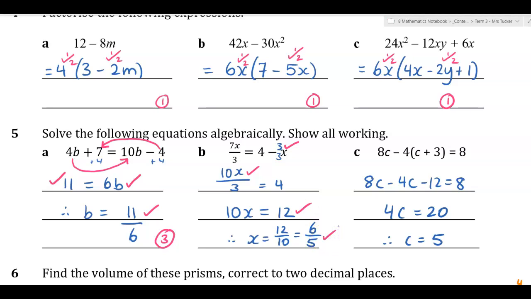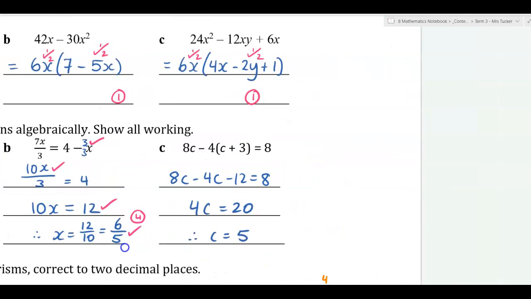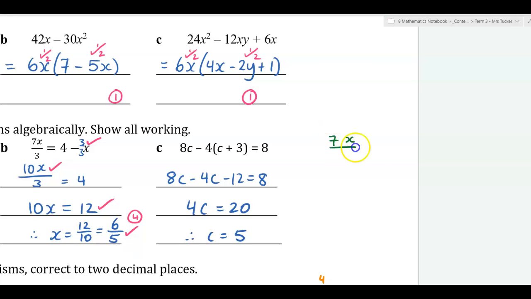Yes, Max? Yep, you can do that at the start. You get the same thing. So you could clear out the fractions at the start. If you times by 3, so 7x over 3 equals 4 minus x. All right.